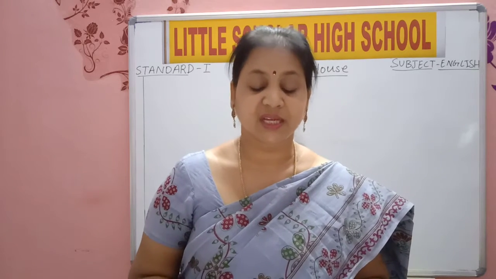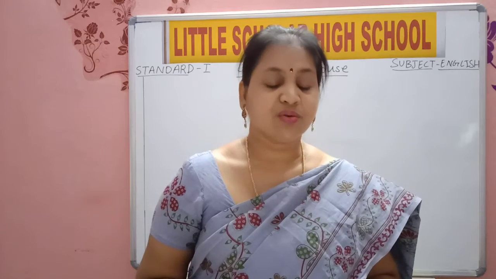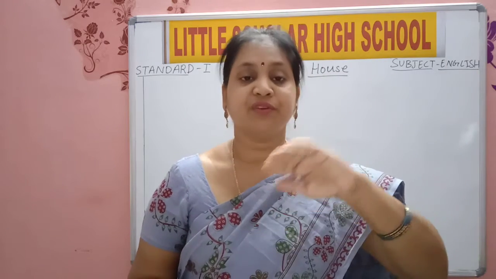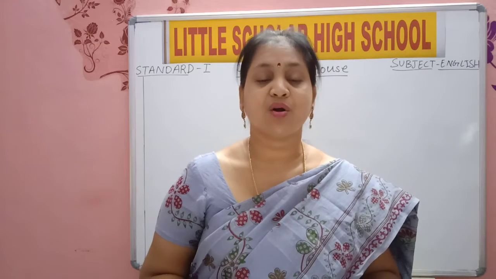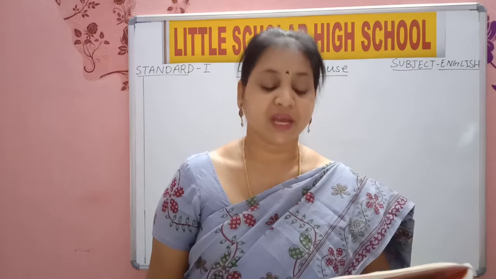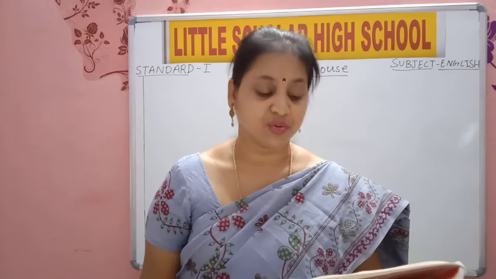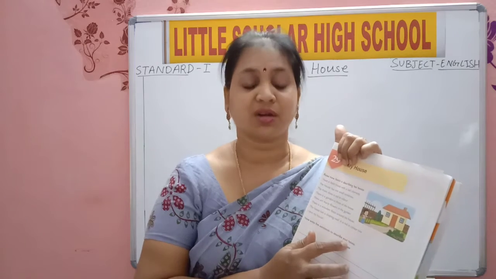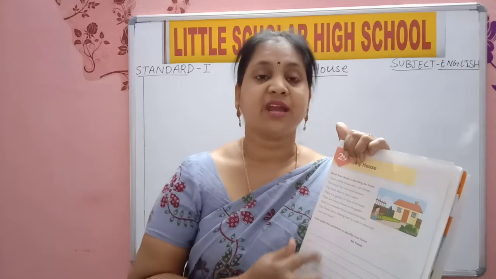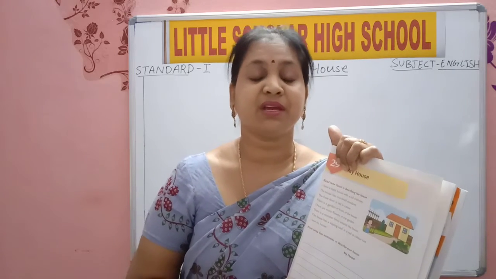Colour, C-O-L-O-U-R. Too, T-O-O. The house has a sloping roof. It is red in color too. I love my house. I, L-O-V-E, love. My, M-Y. House, H-O-U-S-E. Now write 5 sentences to describe your house. Here we should write 5 sentences describing our house.